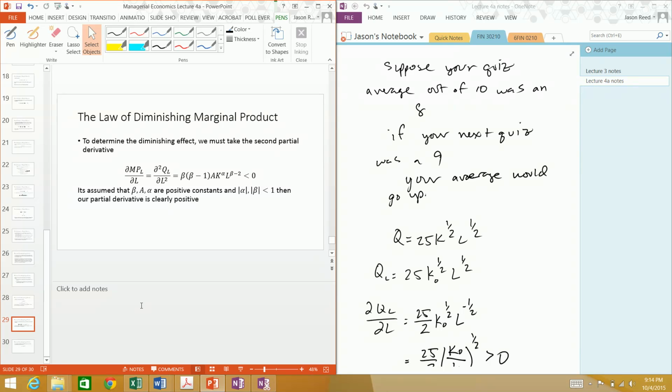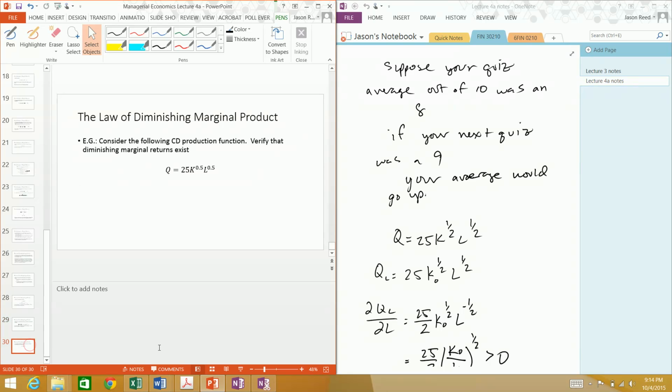So to determine the diminishing effect, we take the second partial derivative. So for us, we take the partial derivative and get beta times beta minus 1 times A times K to the alpha, L to the beta minus 2. And that has to be less than 0 given our previous assumptions, because we believe that beta is less than 1. And if that's the instance, then we have diminishing marginal effects.